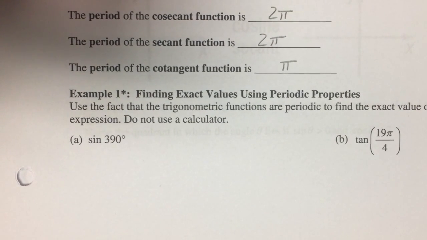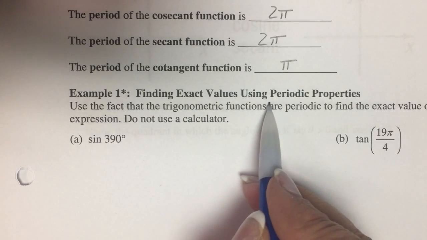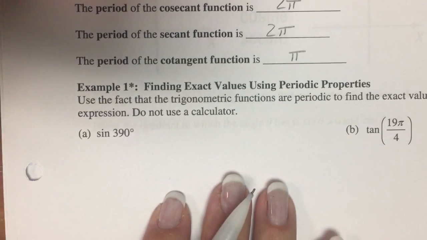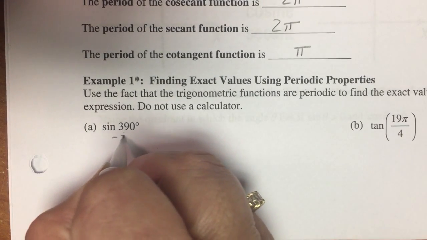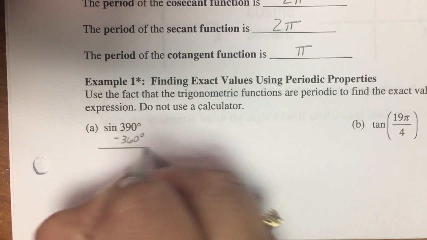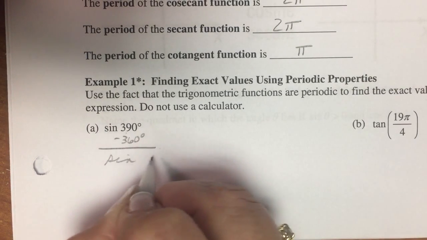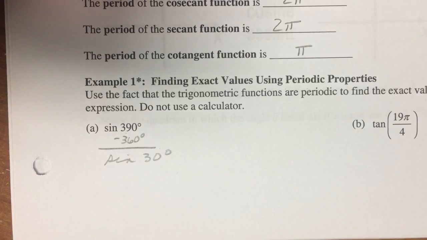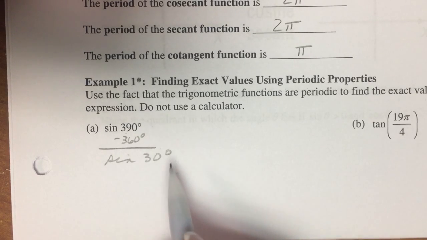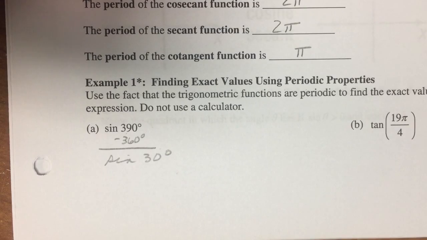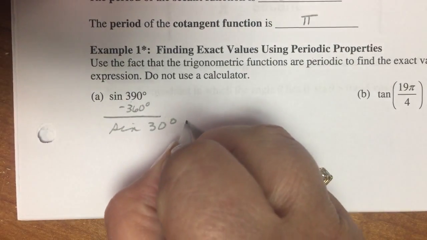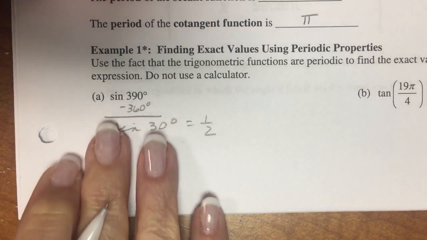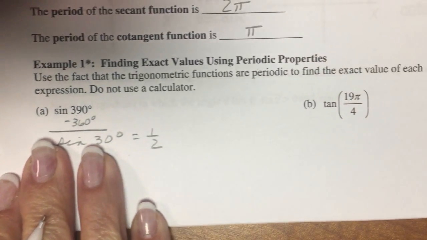Okay, so how are we going to use it in this situation? Well, here's all you're going to do. I'm just going to grab my calculator here. So, find the exact values using periodic properties. All that tells you is, okay, 390, that's bigger than 360. So let's subtract 360, and we get the sine of 30 degrees. So the sine of 390 is exactly the same as the sine of 30. And if you think of your unit circle, and hopefully you've been practicing that, the sine of 30 is 1/2. That's all they're asking us to do.